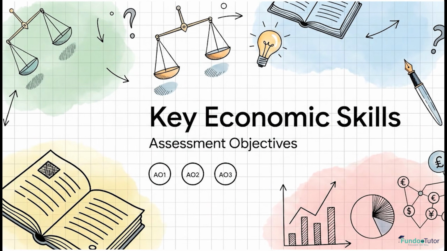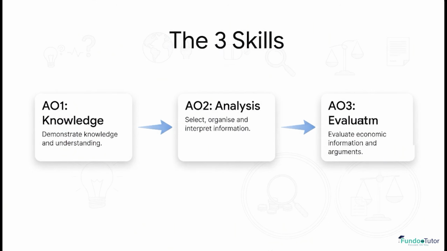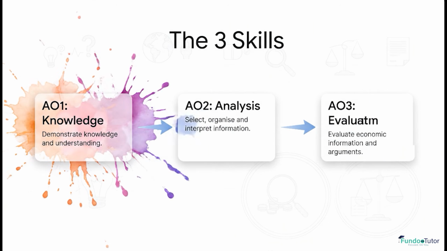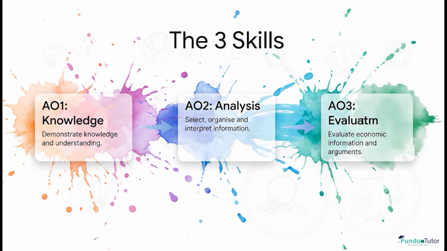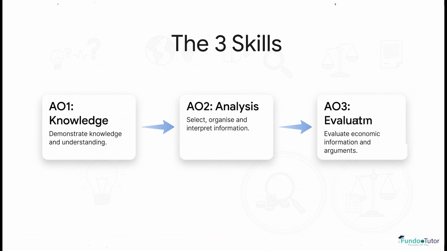So we've seen what's in the exams, but the really important question is, how are they actually marking you? Cambridge looks for 3 specific skills, which they call assessment objectives. Let's break them down. The best way to think about this is like a pyramid. At the very bottom, the foundation, you have knowledge. Building on top of that is analysis. And right at the peak, the highest level skill is evaluation. To get those top grades, you really need to master all 3.